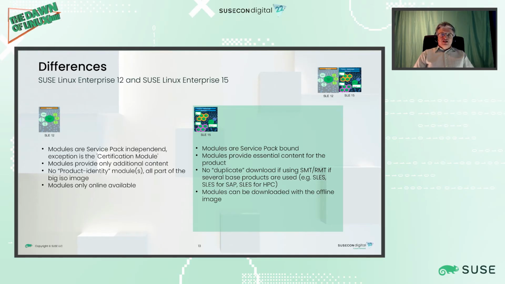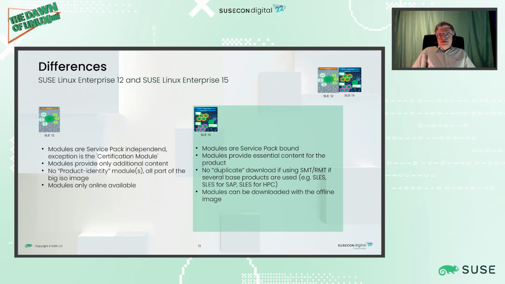A big disadvantage there on 12 was that the modules are only available online. So there is no media download. But as I said, it's additional content only. So you should, in most cases, be fine with that. And there's no product identity module. A product identity module is needed on SLE 15 because everything is a module. How do you define that you have a specific product installed? And that's done with the product identity modules, which have updates for the release notes, for the release packages and other stuff inside. But that, of course, doesn't exist on 12.